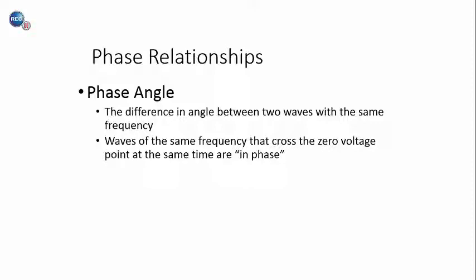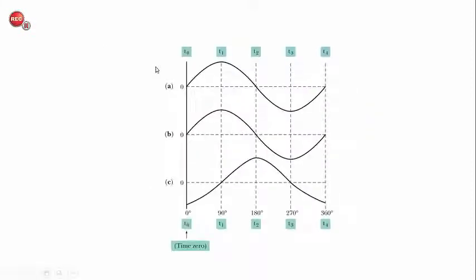So waves of the same frequency that cross the 0 voltage point at the same time, and they're going in the same direction, either increasing or decreasing, those are said to be in phase. And so if you look at this figure here, we have three different sine waves, A, B, and C, and they all have the same period. The time it takes to complete one oscillation of any one of these three sine waves is the same. Okay, the time that it takes is equal, so they have the same period.